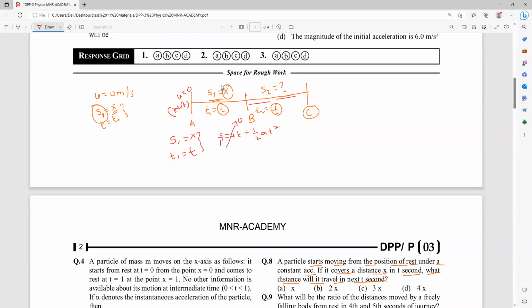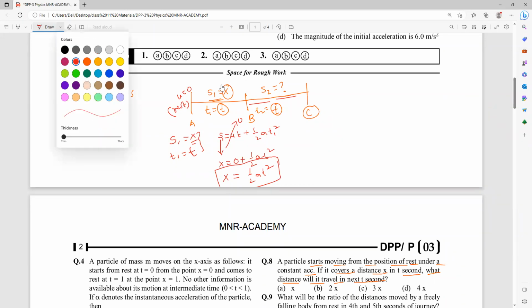So S1 is equal to what, guys? S1 is equal to x, which is 0 plus half into a into t1, where t1 is equal to t. So x is equal to half a t square. Is it right or wrong? So the distance covered in t seconds is half a t square.